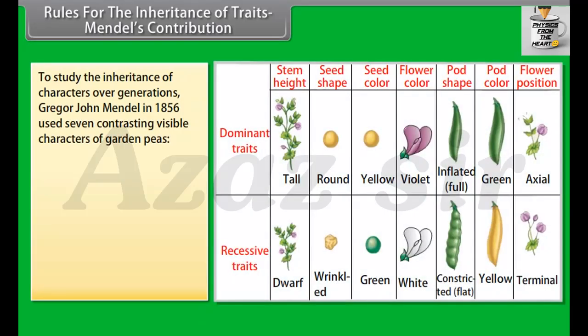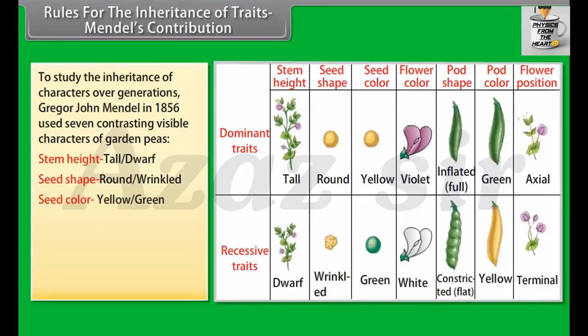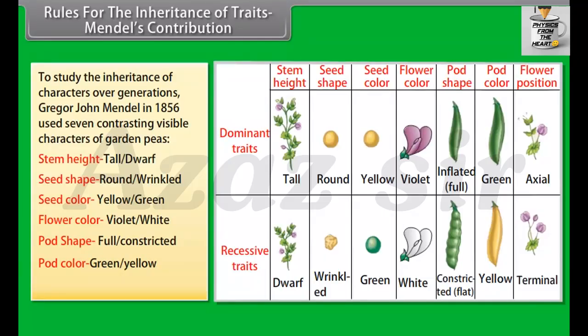To study the inheritance of characters over generations, Gregor John Mendel in 1856 used 7 contrasting visible characters of garden peas. Stem height, tall, dwarf plants; seed shape, round, wrinkled seeds; seed color, yellow-green seeds; flower color, violet-white flowers; pod shape, full constricted pods; pod color, green-yellow pods; flower position, axial terminal flowers.